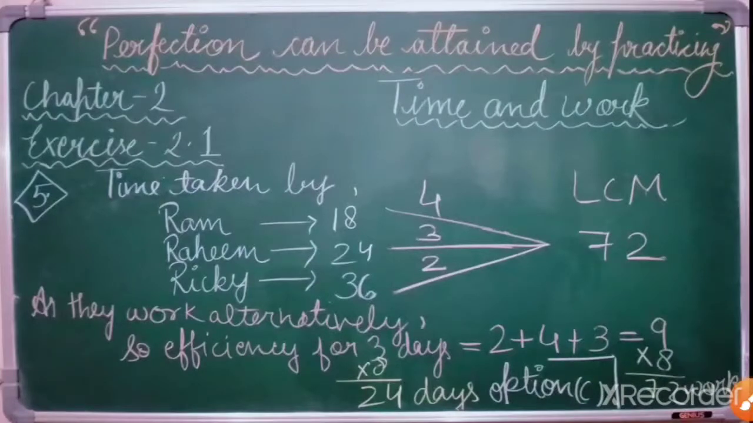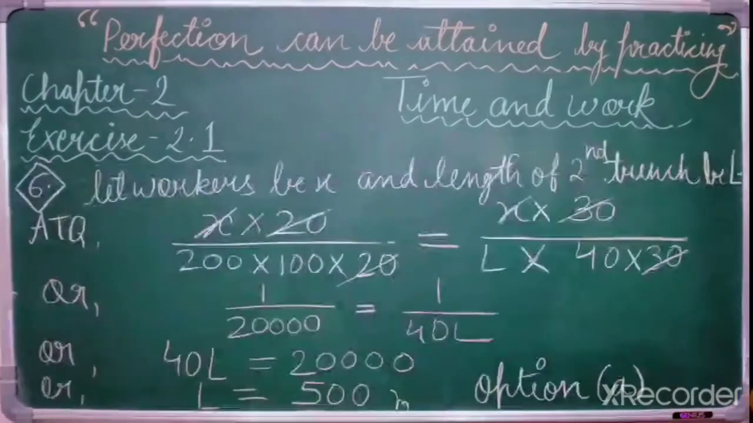They are doing 9 units of work, right? 9 units of the work they are doing in 3 days. So 9 8s would be 72, which is your total work. So you will multiply the number of days by 8, and you will get 24 days as your answer. So option C would be the correct answer. Let's see question number 6.